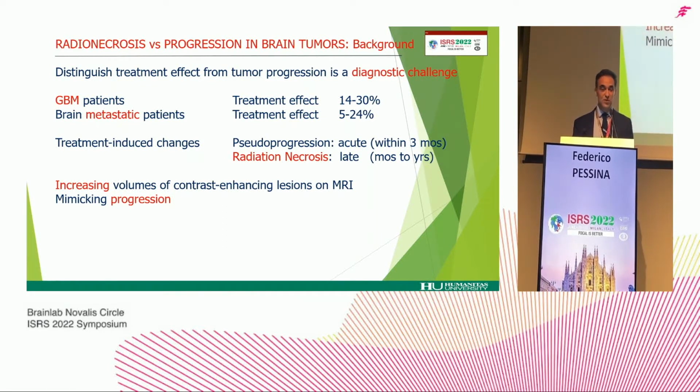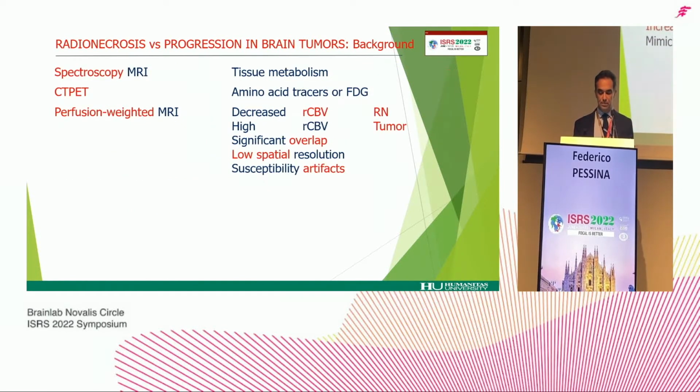involve treatment effects that could be pseudoprogression, so an acute alteration within some months after treatment, and the real radiation necrosis, that is a late effect between months and years. It's clear that radiation necrosis, so the late effect, is the main late effect that can affect decision making in this kind of patients. So the increase in volumes of contrast-enhancing lesions on MRI in these cases is able to mimic tumor progression.